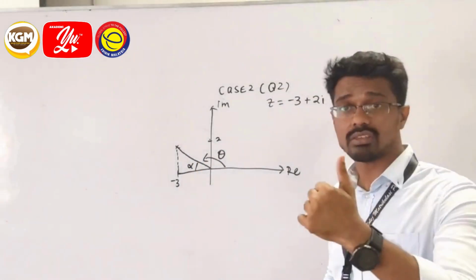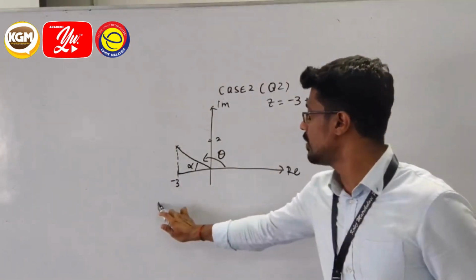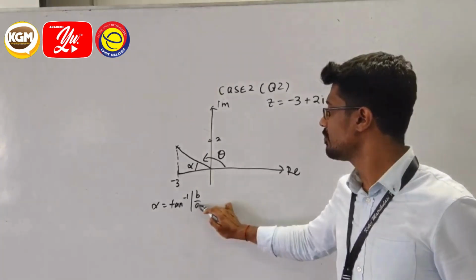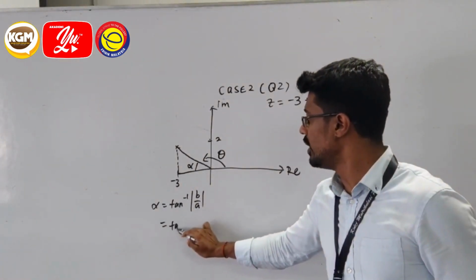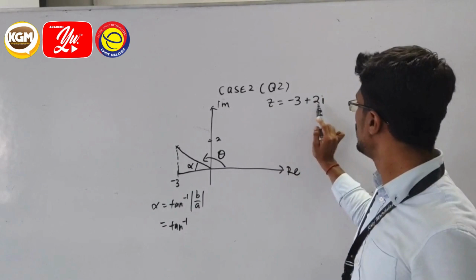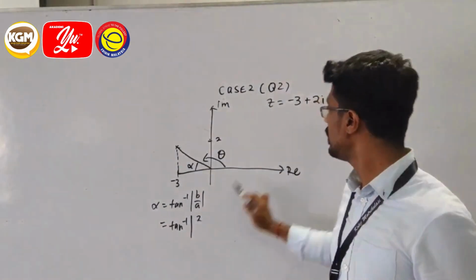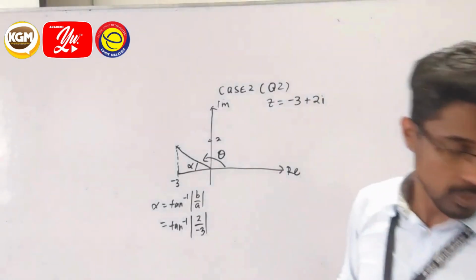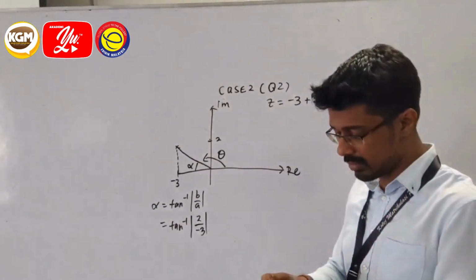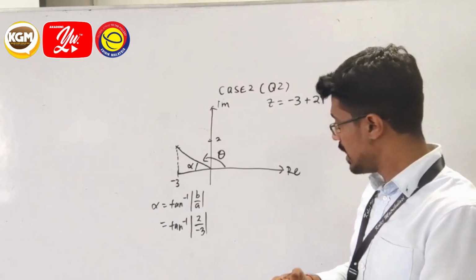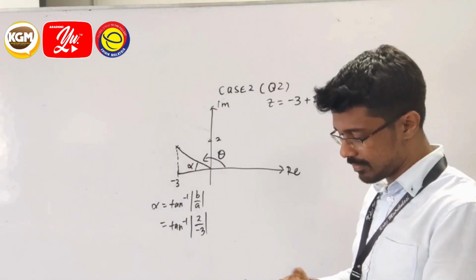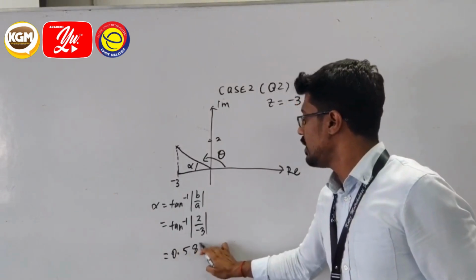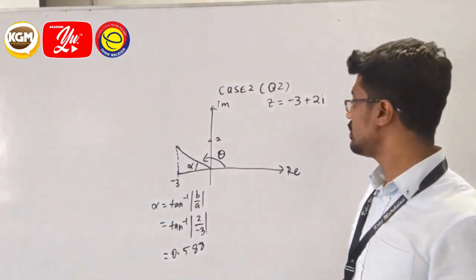As usual, first step, calculate your alpha. Your alpha is going to be tan inverse of B over A. So your B is going to be what? 2. Please be very careful. Your A is going to be negative 3, but remember that is a modulus. Again, same process. Divide, then tan inverse. And you're going to get 0.588. Very simple.